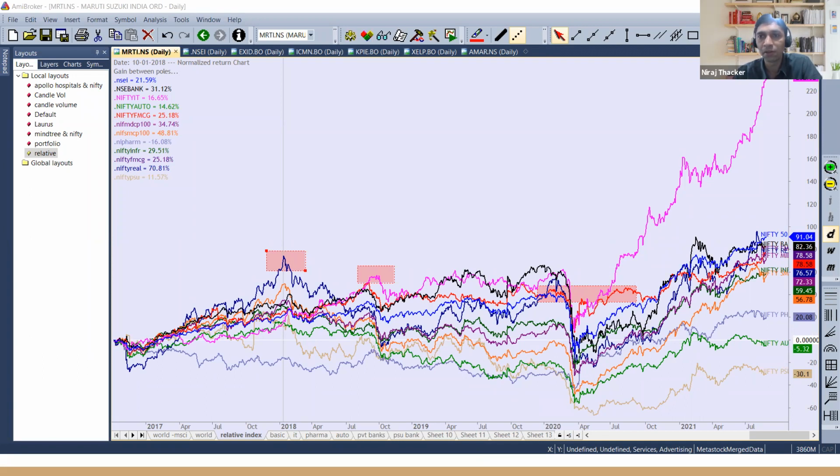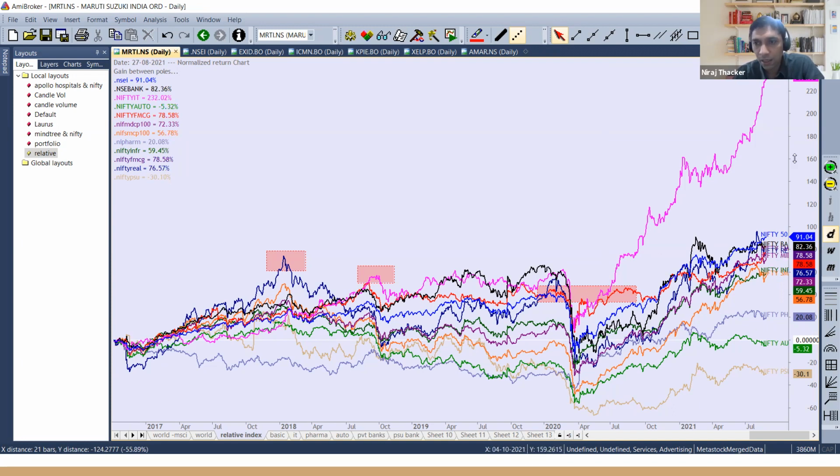There's a huge gap between the two. If I see this gap, it is almost 100 and 232, correct? From this, the 100 is the base, so 132% outperformance, correct? Huge outperformance. And it will continue to outperform. If it doesn't outperform, then you'll come to know.